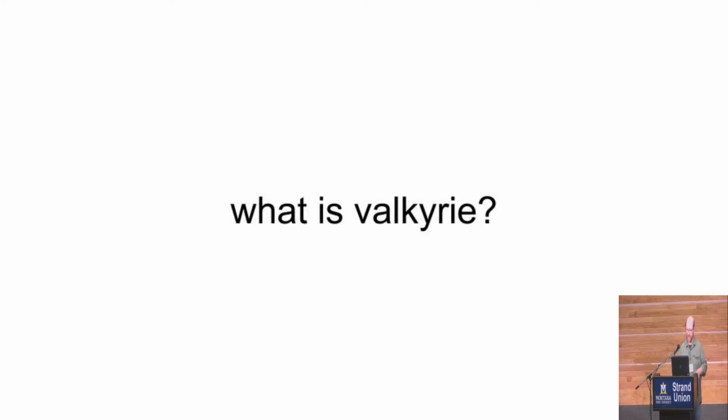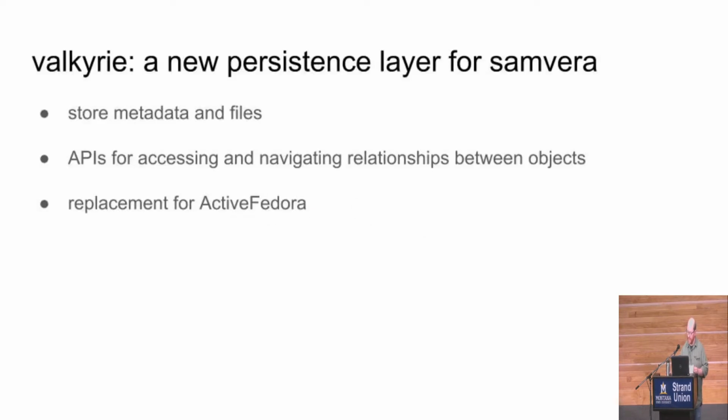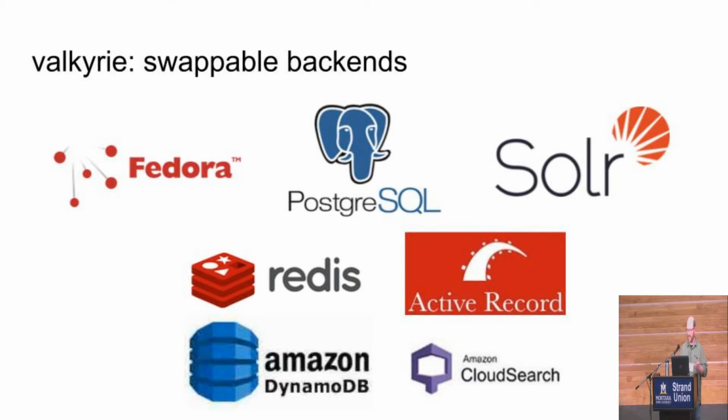So as David mentioned, it's a persistence layer for Samvera. It's the core part of the repository stack that handles storing metadata and files. It provides APIs for loading, finding, navigating between objects. And if you know the Samvera stack at all, it's a replacement for Active Fedora. One of the main features that Valkyrie provides is persistence backends that you can swap. You can change between different databases and other storage options without having to change any code in your application.